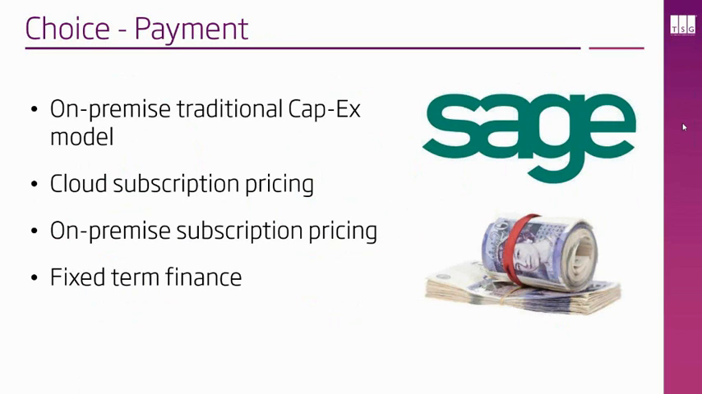And the final one that again has always been around, and I guess always will be, is fixed term finance. This is where we take that traditional CapEx model and wrap it all up into a 3-year finance. So again, standard monthly payments, but the difference is there is a start and an end, and you own the software, if you like, at the end of the process. So plenty of choice there in terms of deployment and payment, and hopefully neither of those 2 elements will be a barrier to your evaluation of Sage 200.